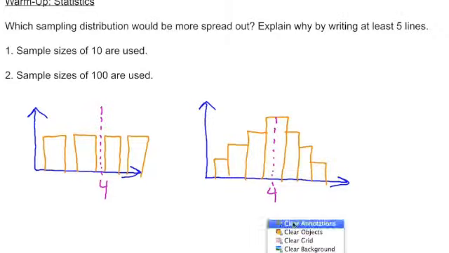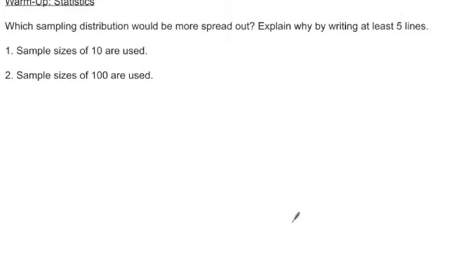So I'm going to clear that out now, and look at the warm-up problem: which sampling distribution would be more spread out? Explain why by writing. The first option is that sample sizes of 10 are used, and the second option is that sample sizes of 100 are used. Right now in class we looked at just a sample size of 2. So which one would be more spread out, samples of 10 or of 100? Pause the video and answer that question.